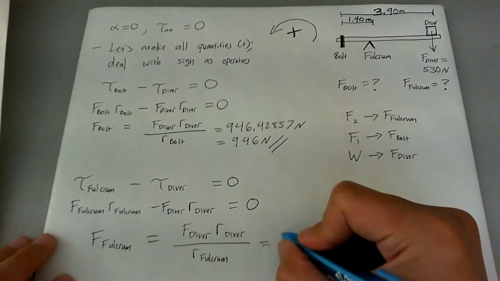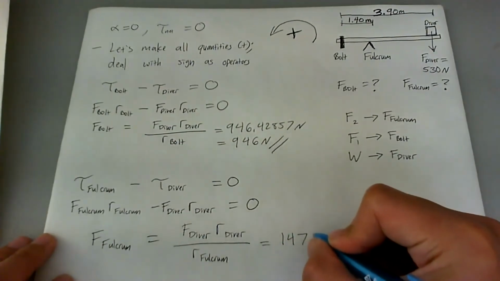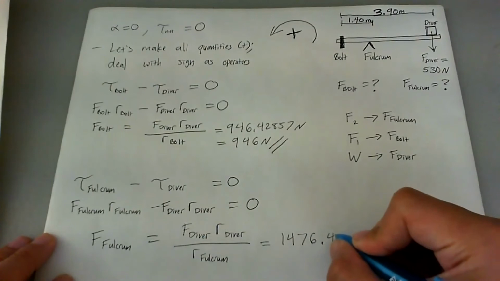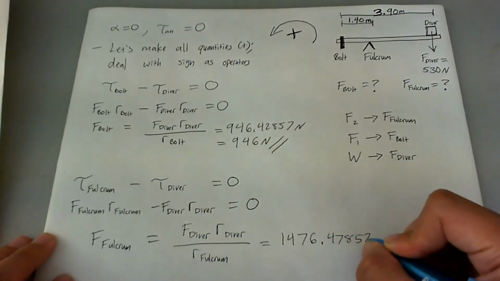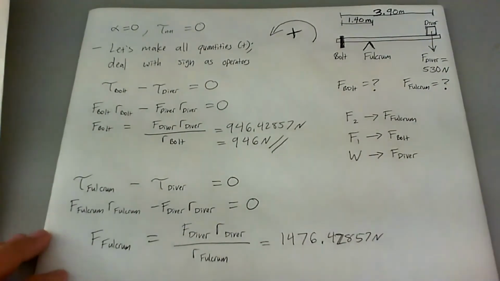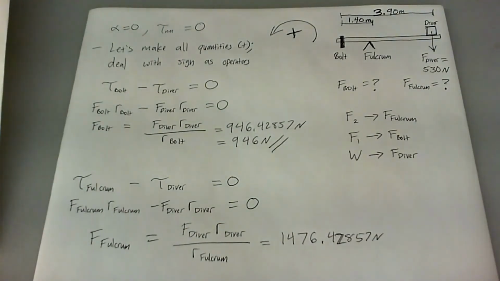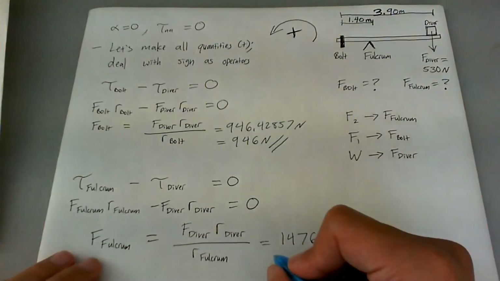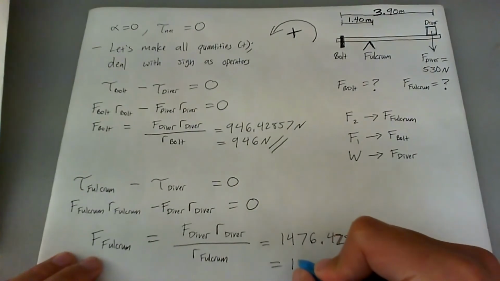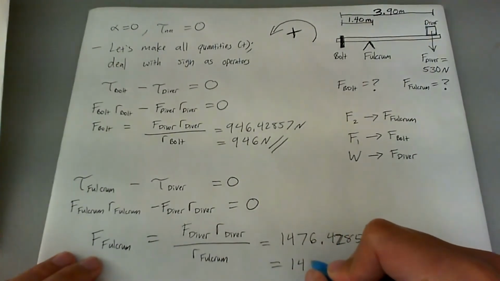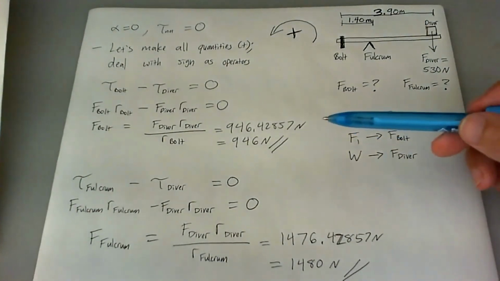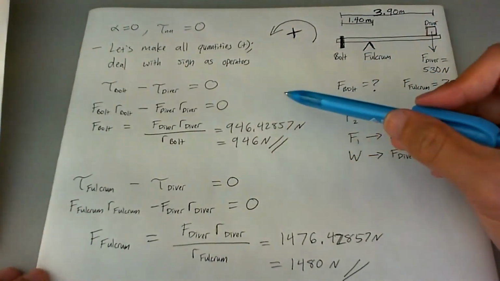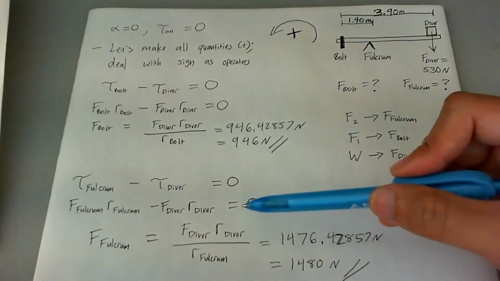Putting that in the calculator, we get a whopping 1,476.47857 newtons, or I think that's a 2. And again, to put it into the number of significant figures that were presented to us, that's going to be 3. We get 1,480 newtons. So now the final answer is reference point independent.